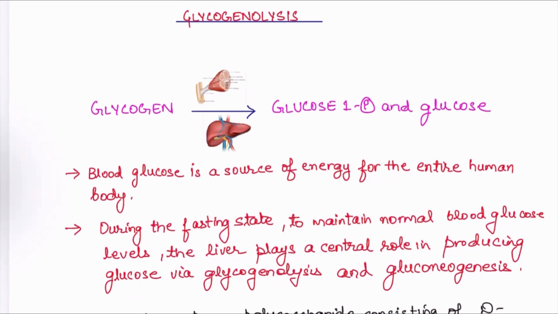First question. Whenever you are starving, during that time, in order to support the energy needs of the body, the glycogen, which is stored in liver and skeletal muscles, we call them hepatocytes for liver and myocytes for muscle cells, the stored glycogen over there gets converted into glucose 1-phosphate and glucose.